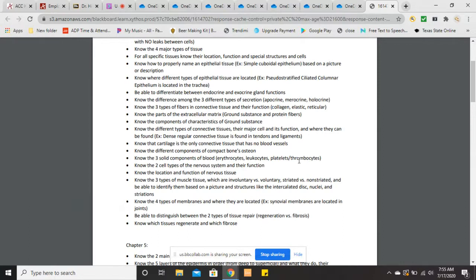We even saw the two cells of nervous tissue. Remember, it's the neuron and the neuroglial cell. The neuron is doing the work of the nervous system by sending and receiving electrical signals. And you remember, the neuroglial cell is just taking care of the neuron.